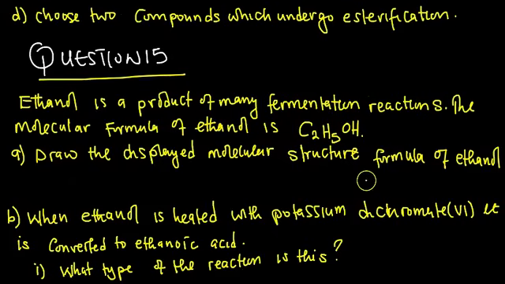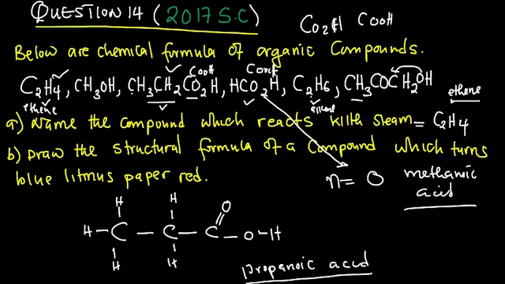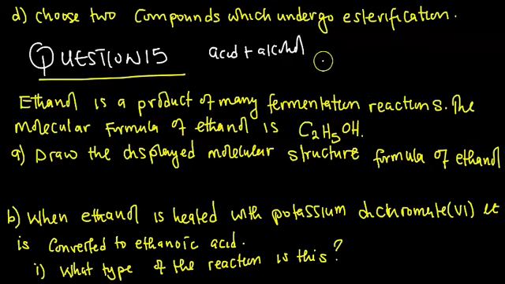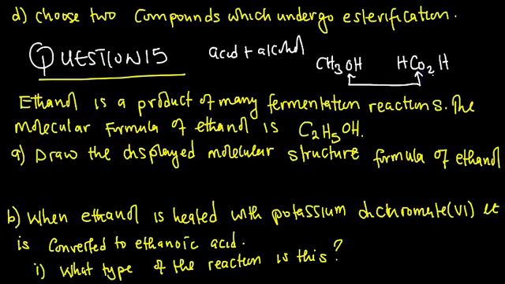Do you have other questions? Choose 2 compounds which undergo esterification. Now esterification is between an acid and an alcohol. So in short, choose an acid and of course an alcohol. From this list, which one is an alcohol? I can choose this, and of course choose this as an acid. So it's going to be CH3OH and HCO2H. These two undergo esterification and of course form an ester.